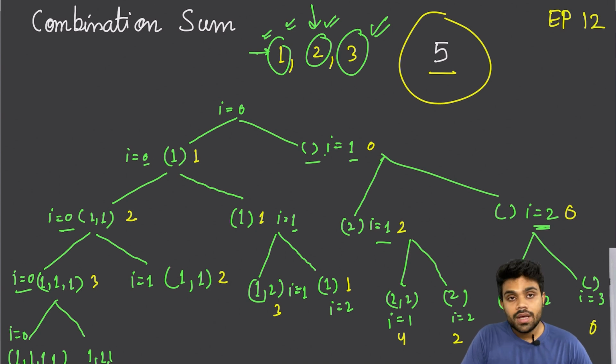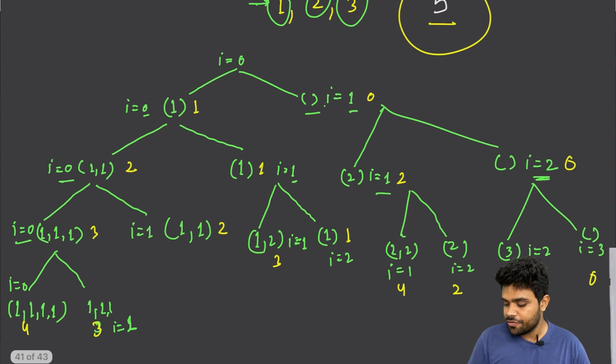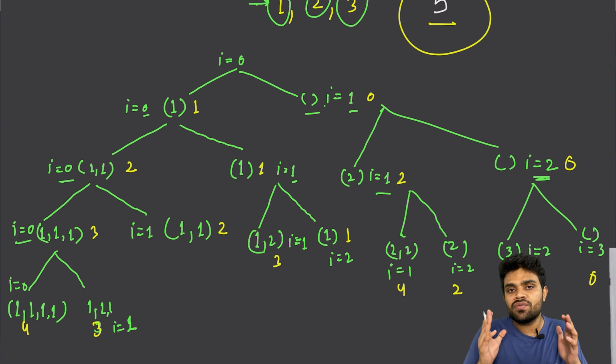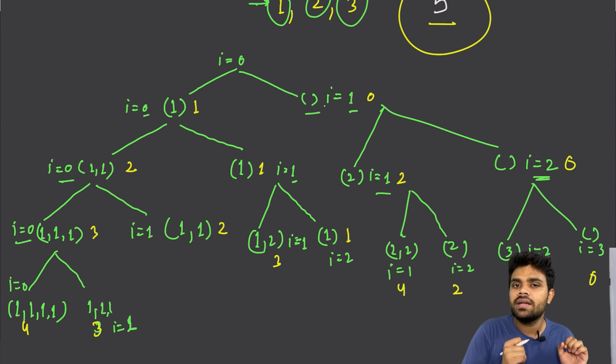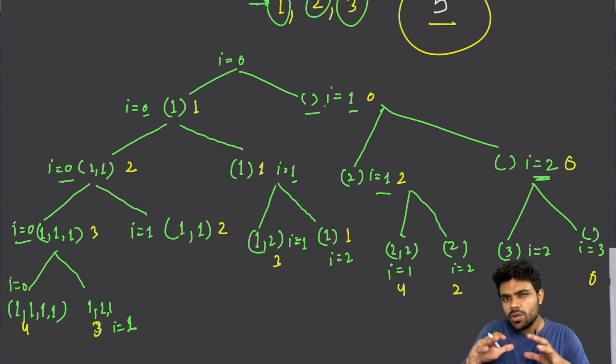Okay, now we can see if we extend this recursion tree further, basically this node is going to give us one of the answers, which is 1 comma 1 comma 1 comma 1 comma 1, summation is equal to 5. This will give us one of the answers. Then there are a few other nodes which will reach the summation 5.